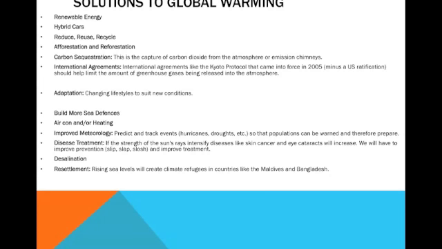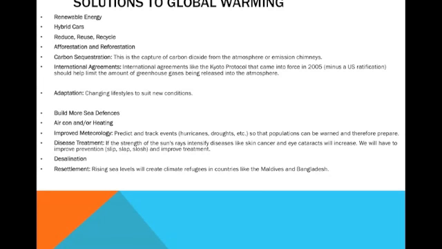Firstly, renewable energy is obviously a pretty satisfactory solution. And hybrid cars as well. Recycling, that's a good solution. Afforestation and reforestation. So after you deforest a place and you use the wood to build stuff, well, you should plant seeds again so that the land can eventually grow back. Also, carbon sequestration. This is the capture of carbon dioxide from the atmosphere and emission chimneys, so that you don't let the carbon dioxide escape.